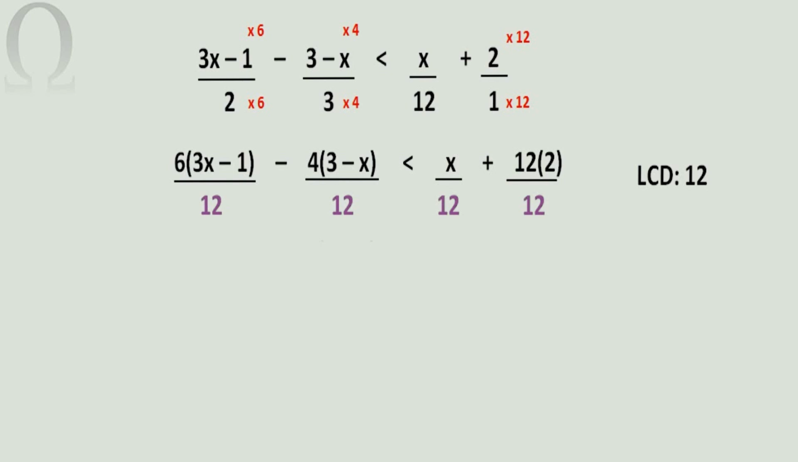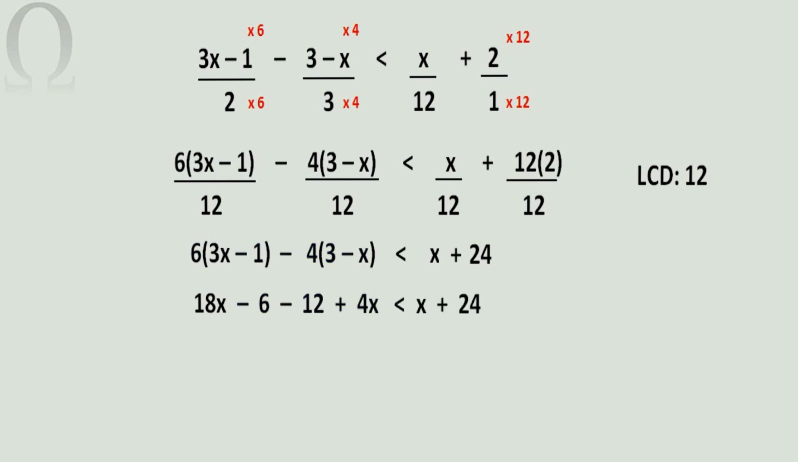Since all the denominators are now equal, and are non-zero, we can simply drop them. Thus, 6 times 3x minus 1 minus 4 times 3 minus x is less than x plus 24. Multiplying out we get 18x minus 6 minus 12 plus 4x is less than x plus 24. Taking all variable terms to the one side, and all constants to the other, we get 21x is less than 42, which means x is less than 2.